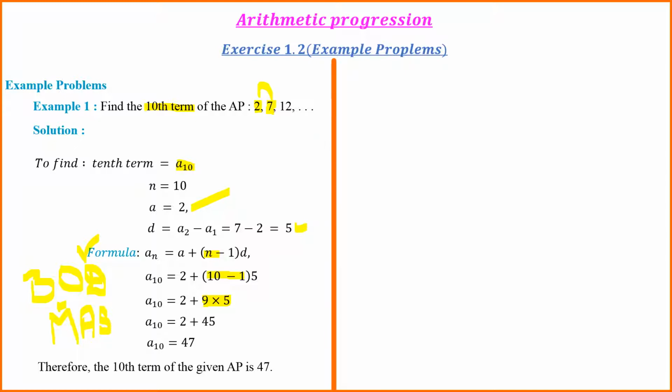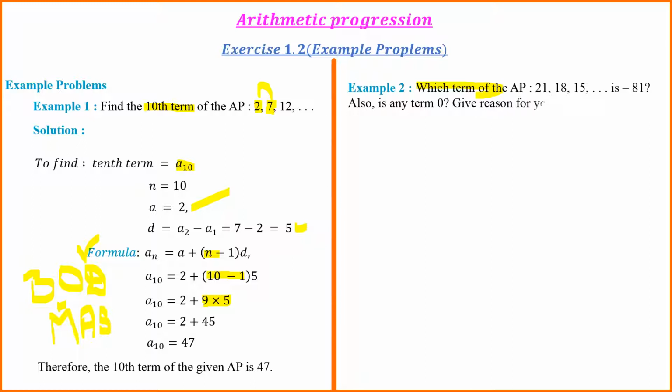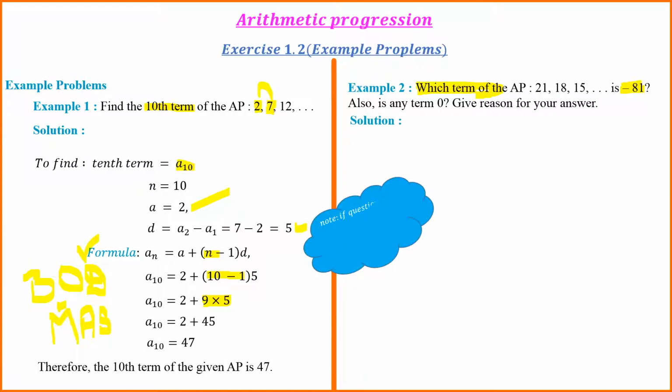Coming to the next question. The next question is, which term of the AP? Make a note: when they say which term, the value of n is to be found. Let us assume the given term to be the last term, minus 81 to be the last term. Then we will try to find the value of n. So let us make a note of the same.